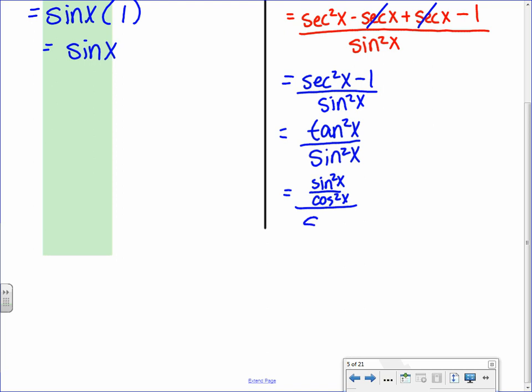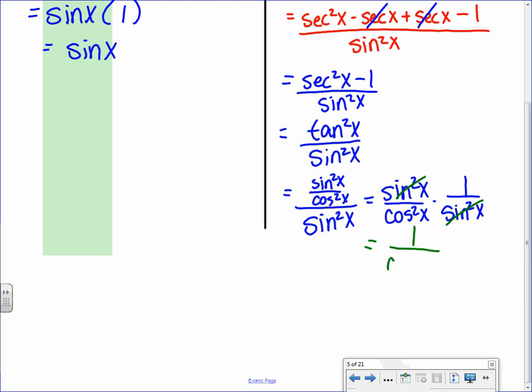My denominator is not changing. How can I do that division? You've got a fraction divided by a fraction. You can instead multiply by its reciprocal. So this is sine squared over cosine squared times the reciprocal of the bottom. What happens? And what am I left with? And 1 over cosine is secant. So 1 over cosine squared is secant squared.